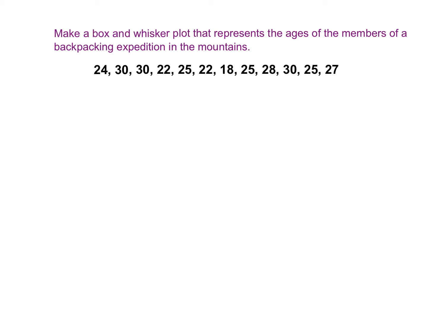To make a box and whisker plot, we are going to have to rewrite these numbers in order from lowest to highest, because we need to be able to see that variability a little bit better to draw this image. So here I notice that my lowest number is 18. Then my next lowest number appears to be 22, and I have 2 of those. My next lowest number is 24, followed by 2 25s.